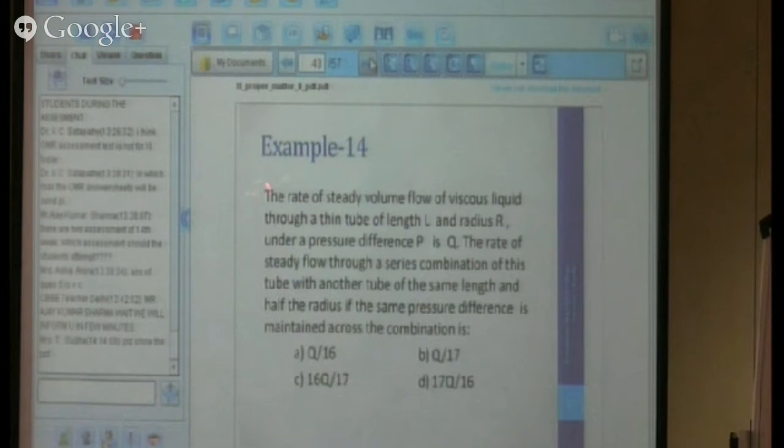The rate of the steady volume flow of the viscous liquid through a thin tube of length L and radius R under the pressure difference P is Q. He has given you a situation. The rate of steady flow through a series combination of this tube with another tube of the same length and half the radius, if the same pressure difference is maintained across the combination, is. Try this one. This is based on the Poiseuille's formula. This I have given you for the practice only, though the concept we have discussed. It is based on the Poiseuille's formula, combination of the tubes in series combination.